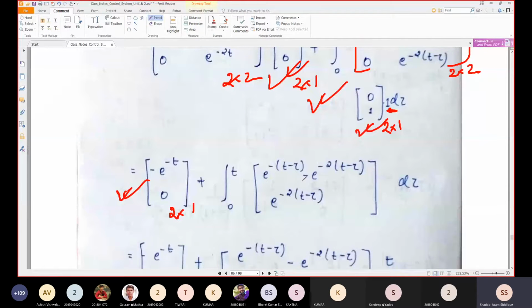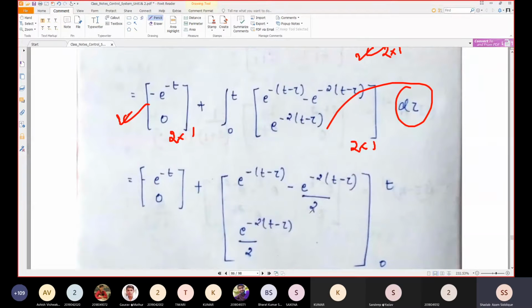So after multiplication we got these two terms. This is a 2 cross 1 matrix, this is the first row and this is the second row, and this is integrated in terms of d tau. So I'll try to integrate this, and we'll take the limit 0 to t. We'll substitute the limit 0 to t in place of tau.